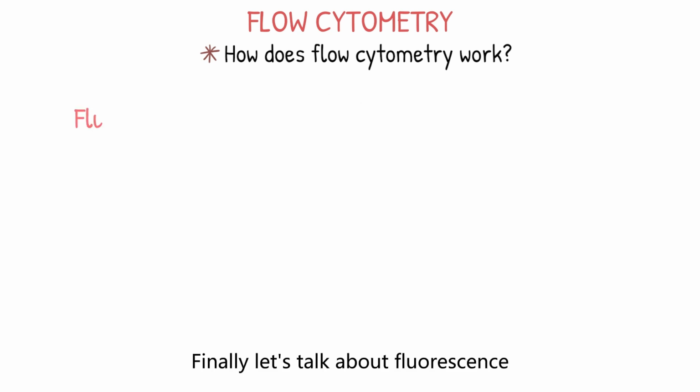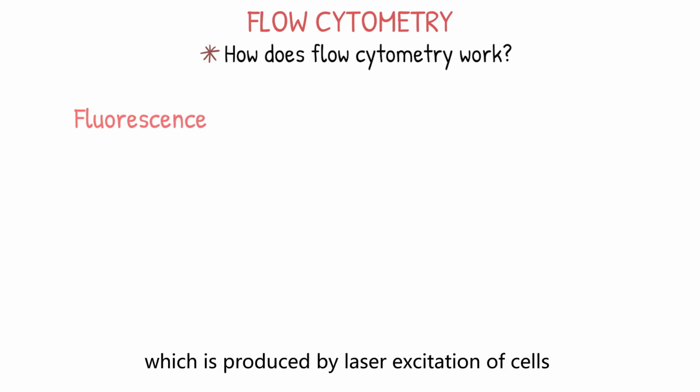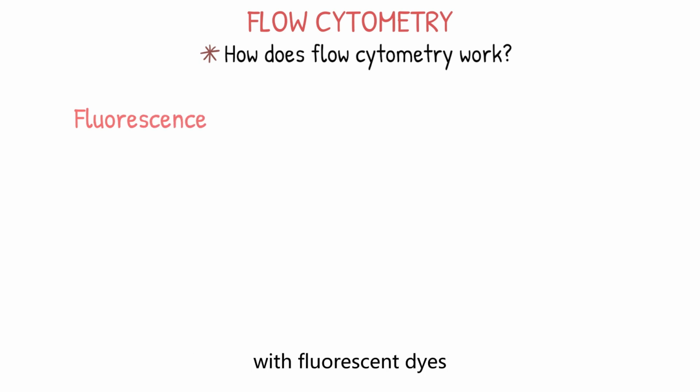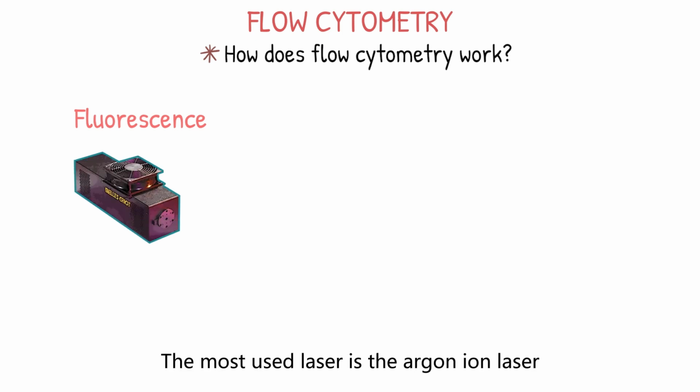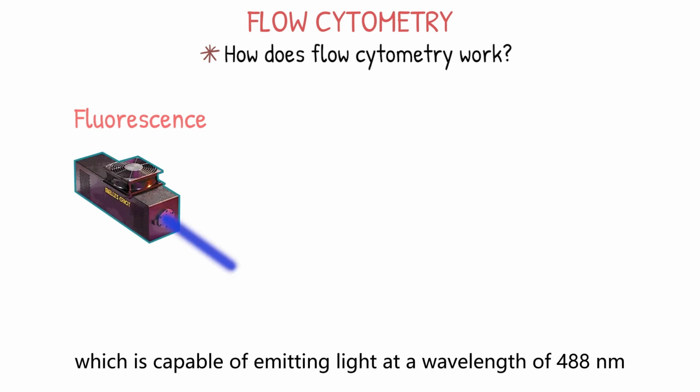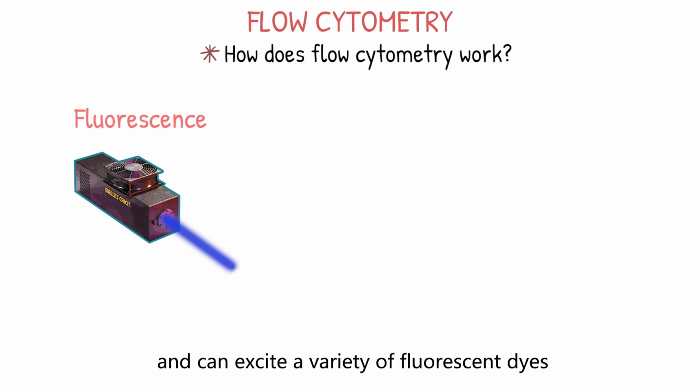Finally, let's talk about fluorescence, which is produced by laser excitation of cells with fluorescent dyes. The most used laser is the argon ion laser, which is capable of emitting light at a wavelength of 488 nanometers and can excite a variety of fluorescent dyes.